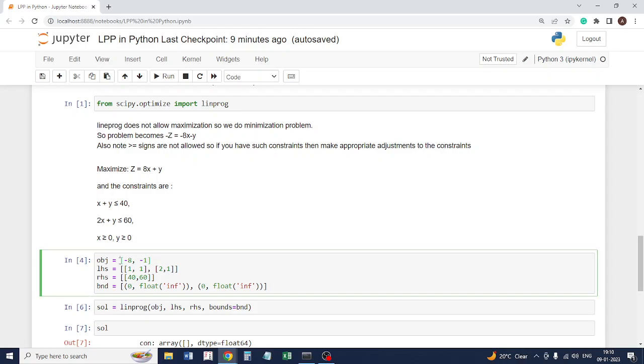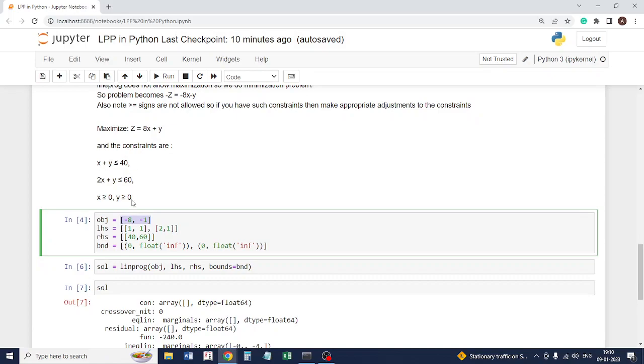So now our objective function becomes minus z equal to minus 8x minus y. You would take it as an array with the coefficients minus 8 and minus 1. Then for the left hand side of the two constraints, you take the coefficients. For x plus y, it is 1 and 1. Then 2 and 1 for the second. And the right hand side is 40 and 60. You'll put in variables like this, and the bounds are x is between 0 and infinity, and y is also between 0 and infinity.